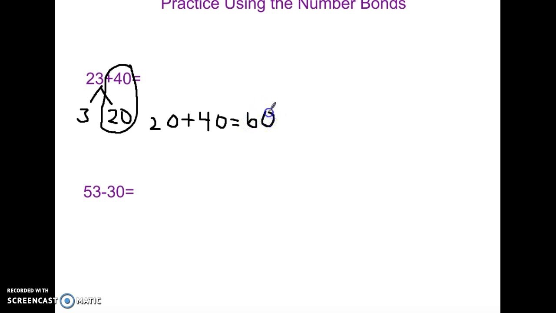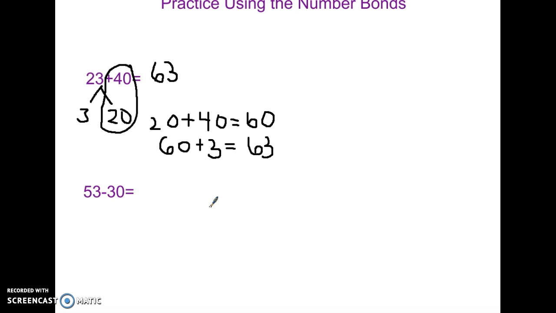Since I'm adding, I have to add that 3 to this number. So now I have 60 plus 3 equals 63. And then don't forget you have to solve it up here too. A lot of times we forget to do that. This is just our strategy. That's our answer.